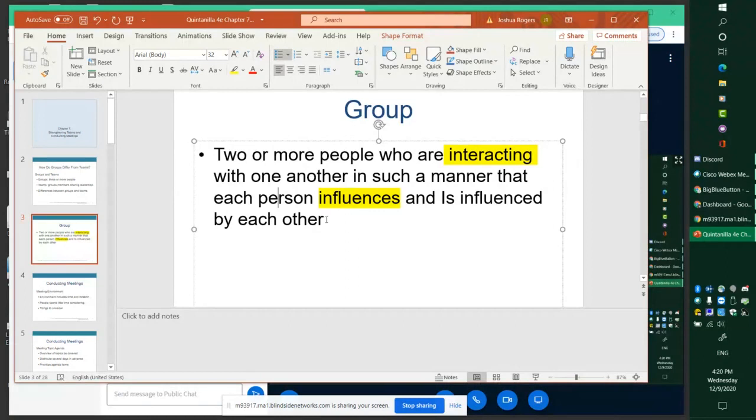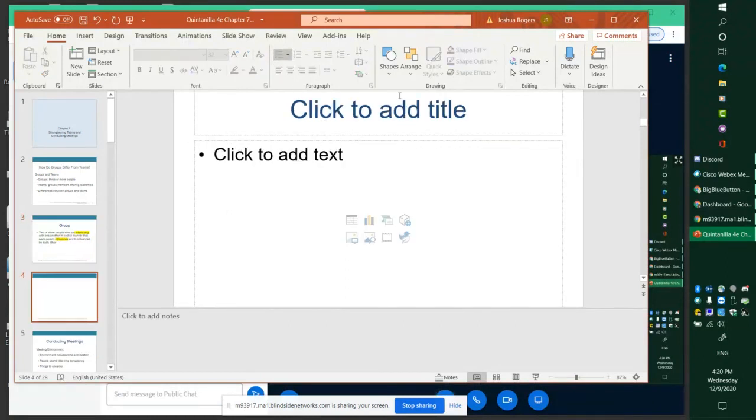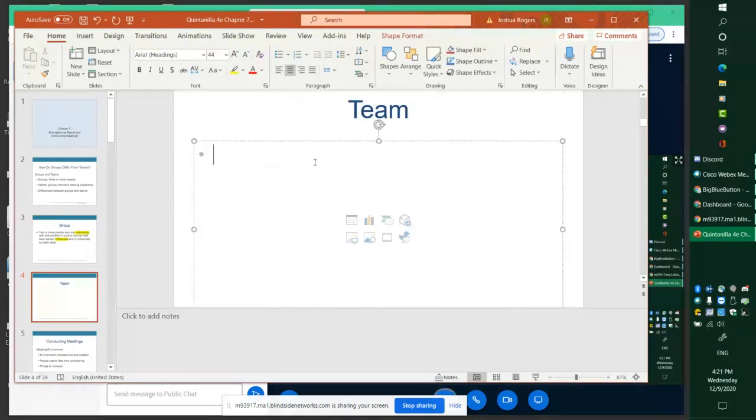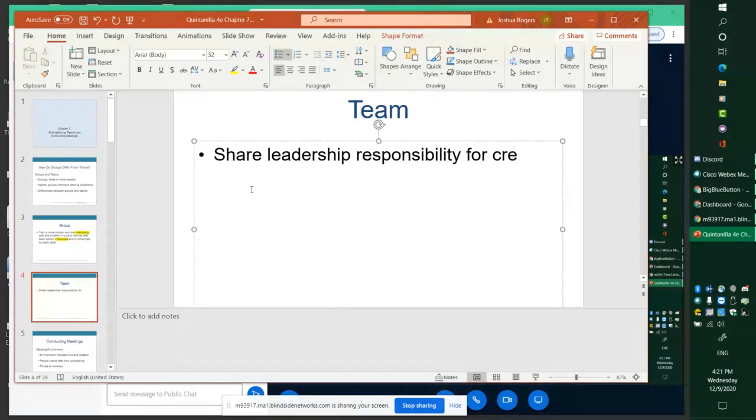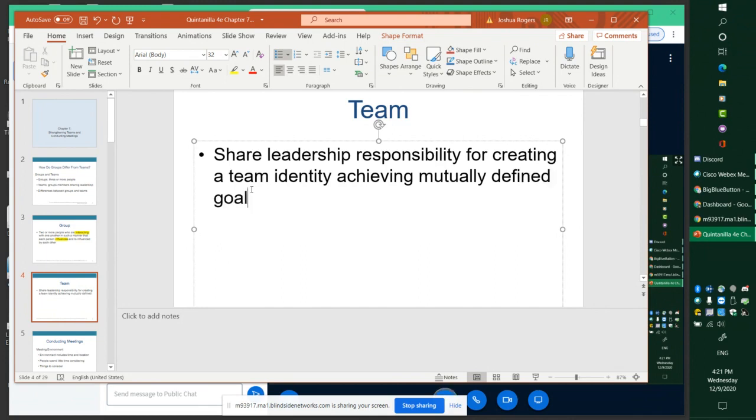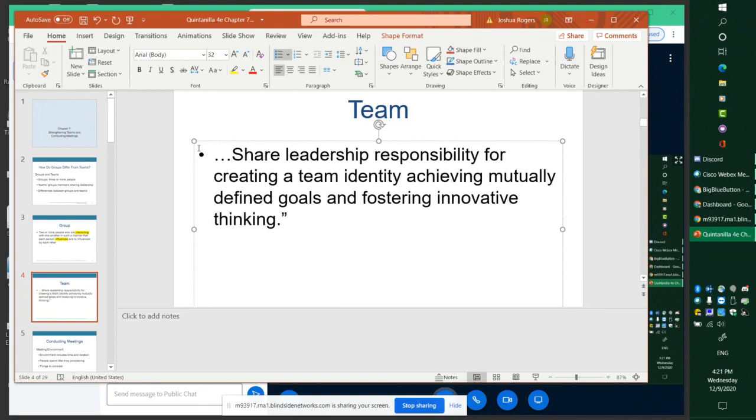Then the book goes on and defines team slightly differently. Team. Team is, besides interacting and influencing, it says they share leadership responsibility for creating a team identity. Oh, that's important. A team identity. Achieving mutually defined goals and fostering innovative thinking. All right. So this is how we're adding to the definition of group, and a team is more specialized, right?